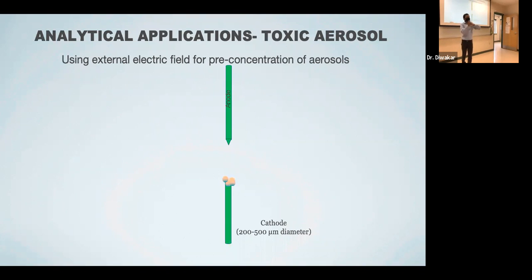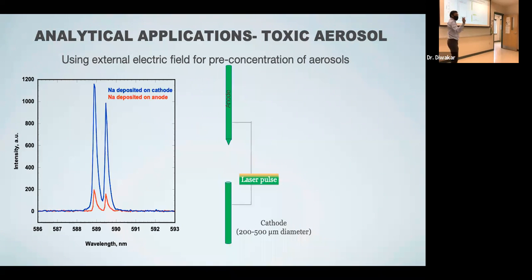So we create some kind of field. The particles, they're tiny particles, they come in, they pick up the charge, and they get deposited on this cathode or this ground electrode. Once they are collected there, then we have a tiny laser which hits these particles which we have collected.